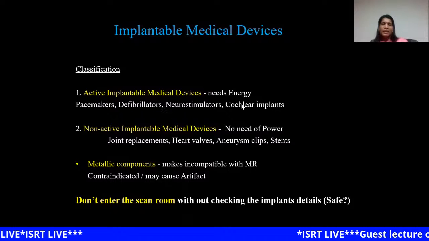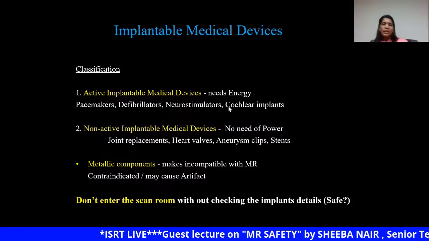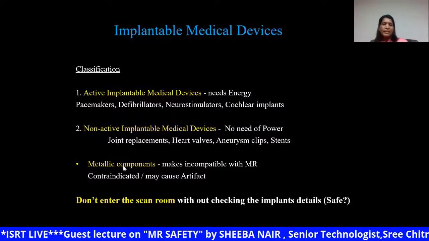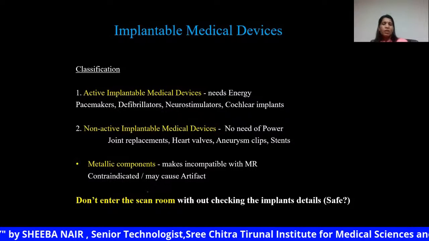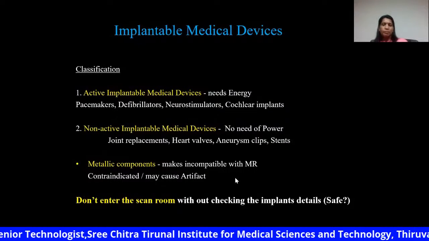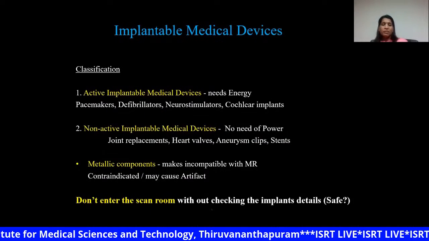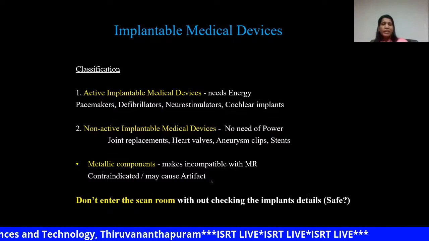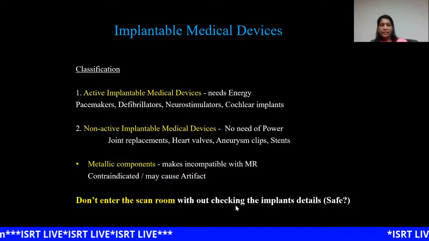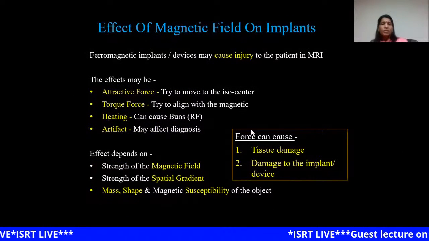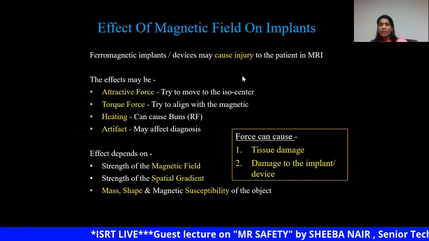In active implants, their electronic components or magnetic components make them incompatible. In passive implants, their metal components make them contraindicated, or they may throw artifact. So if any patient is found to have an implant, without checking the implant details, do not allow them to enter the scan room. And what are the effects that the magnetic field can have on an implant?